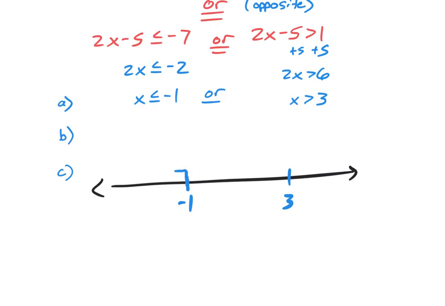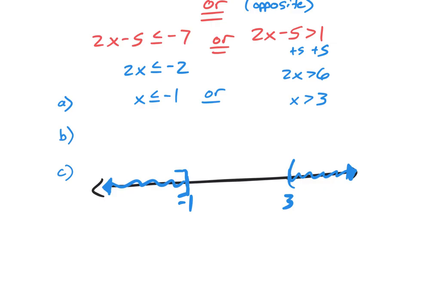-1 is going to be a bracket, and it's going to be shaded left. 3 is going to be a parenthesis, and it's going to be shaded to the right. These two never touch one another, right? They're going away from one another. They're going in completely different directions.